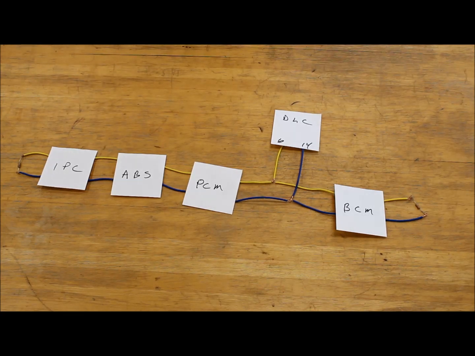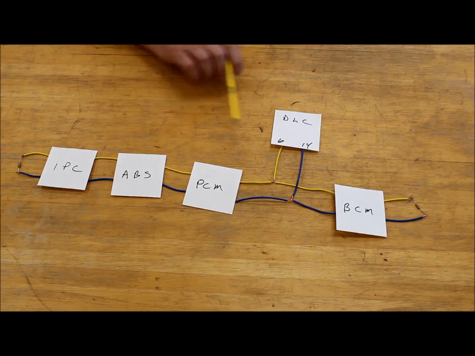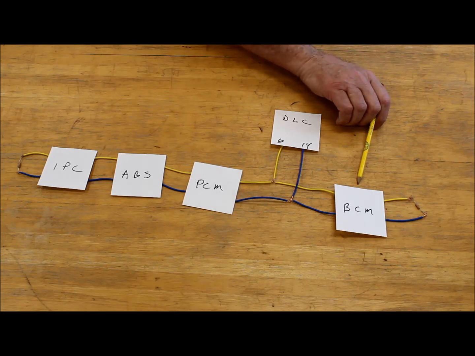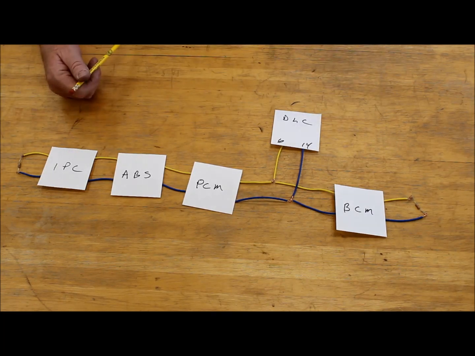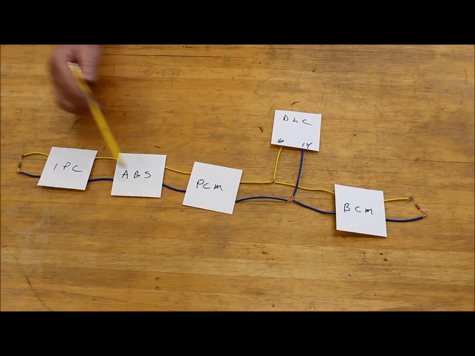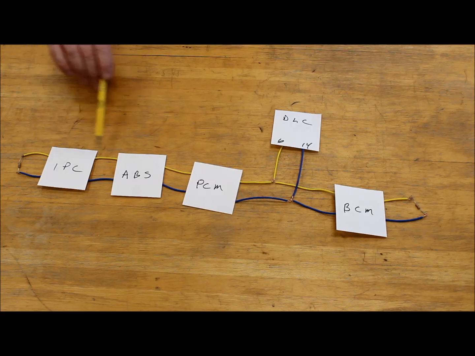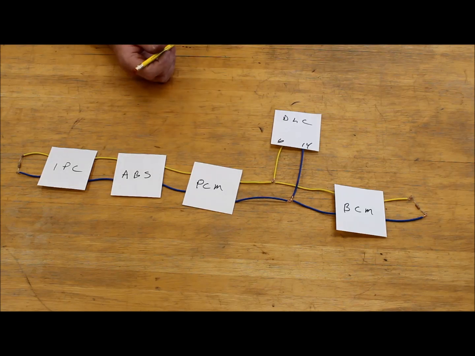Anyhow, let me point out what we have here. So instrument panel cluster, ABS module, powertrain control module, and body control module, each connected to the other by a pair of wires. So this blue circuit is the same throughout the entire network. The yellow one is the same throughout the entire network. And notice that they end at the data link connector, pins 6 and 14.